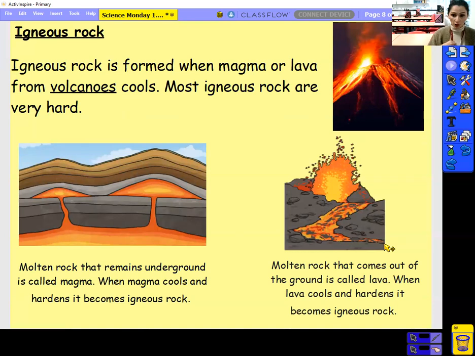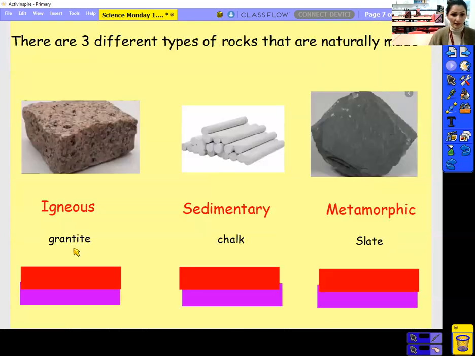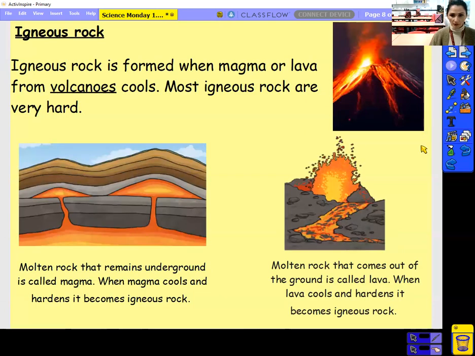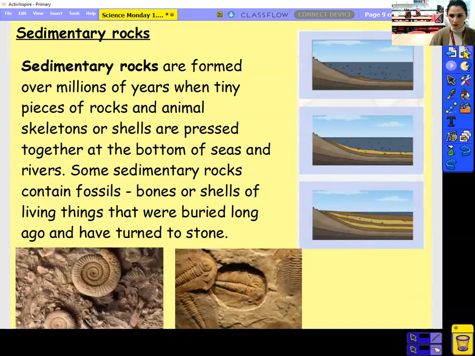We do have, obviously, granite, so that's something made from volcanoes. That is naturally made, okay? So we've got igneous rock here. Let's move on to the next one, which is sedimentary. So can you have a go at saying sedimentary? Well done.